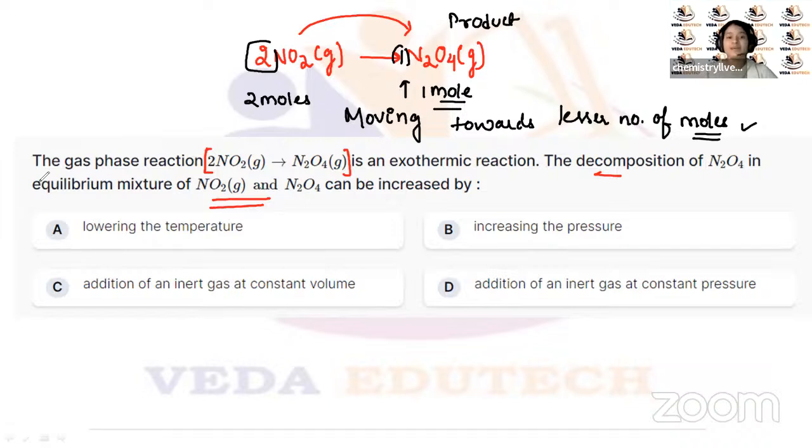So what happens? When are we going to move towards a lesser number of moles? It is an exothermic reaction. What reaction, children? Exothermic reaction. So in case of an exothermic reaction, if you increase the pressure, is it going to do? No. So what is going to do? If you add an inert gas, so what happens when you add an inert gas at constant pressure?